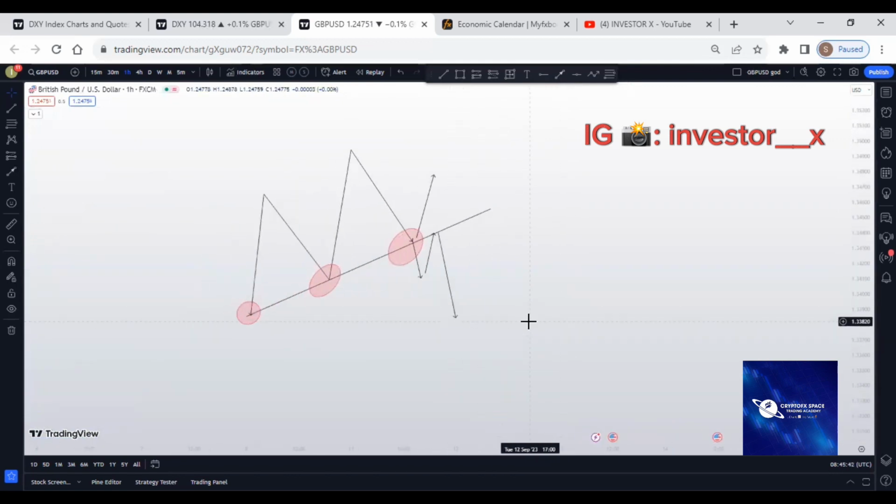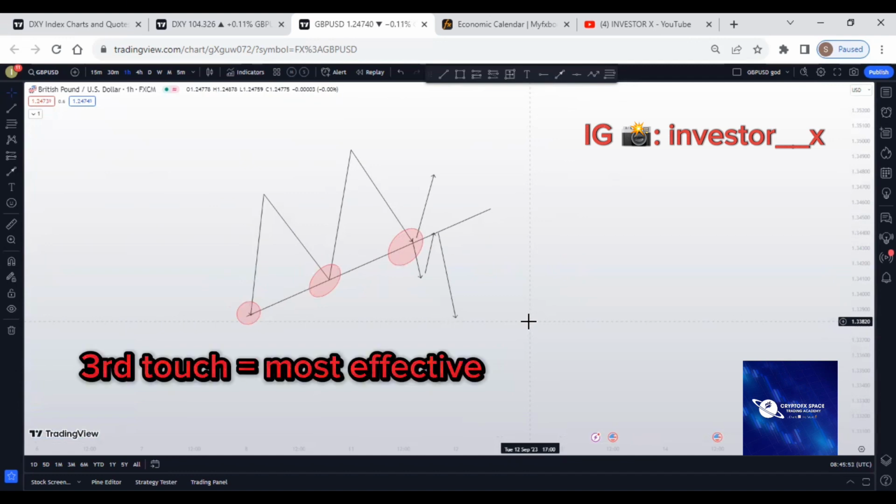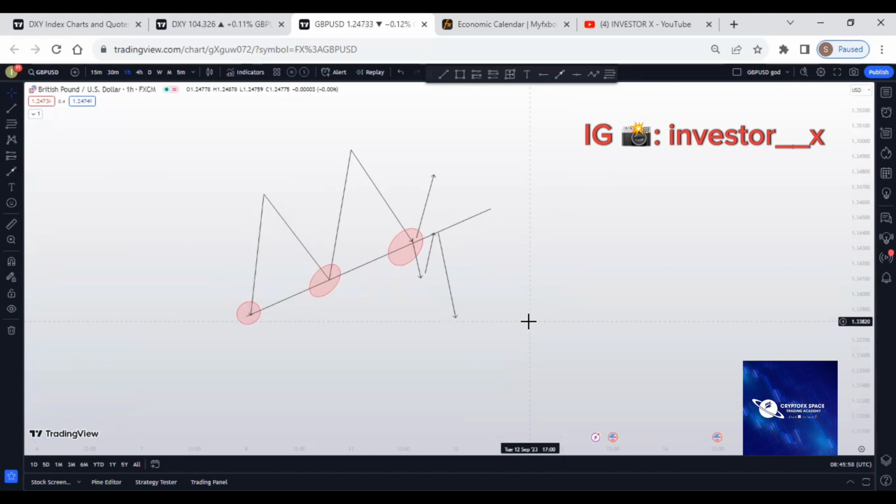There's a little secret I'm going to share with you. I'm going to be dropping that tip for you today. Whenever you see a trendline, note that the third touch of that trendline is the most effective part of it. It simply means that whenever it gets to the third touch of a trendline, you want to wait to see if there's going to be a bounce off the trendline or a breakout from it. So you should confirm that first before hopping on your trades.